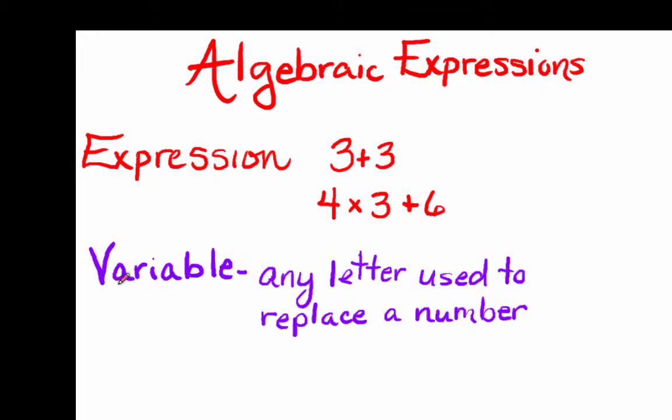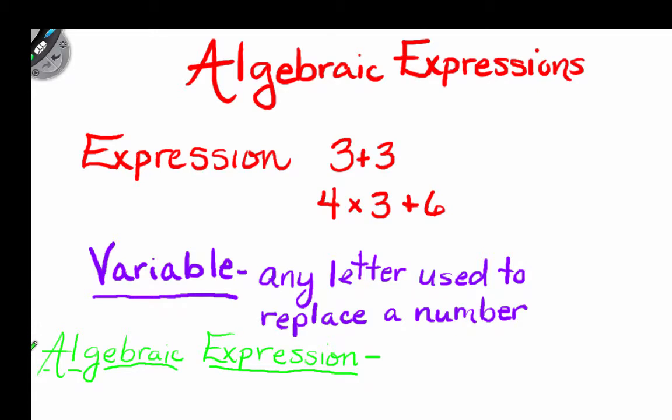The next word we need to learn is variable. A variable is any letter used to replace a number in our math class. So for example, sometimes you might see a problem that looks like this: 16 plus A. A is our variable because it's a letter where a number should be, and we might not know the value of that number, so we put a letter or a variable in its place.